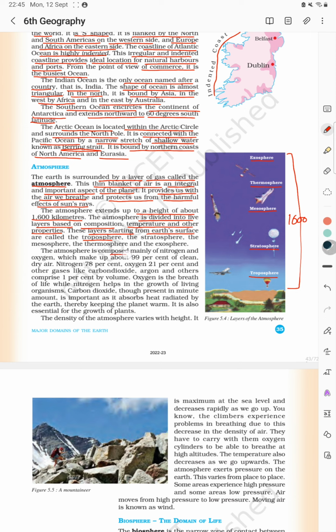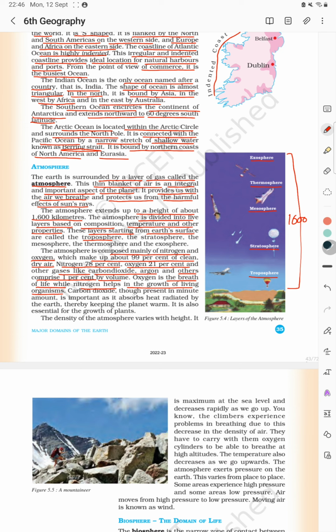The atmosphere is composed mainly of nitrogen and oxygen, which makes up 99% of clean dry air. Nitrogen 78%, oxygen 21%, and other gases like carbon dioxide, argon, and others comprise 1% by volume. So first is nitrogen 78%, then oxygen, then carbon dioxide, argon. Oxygen is the breath of life, while nitrogen helps in growth of living organisms.